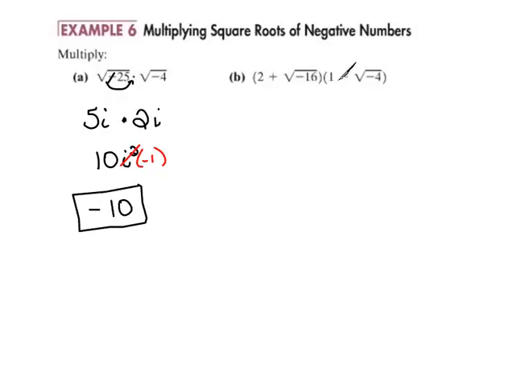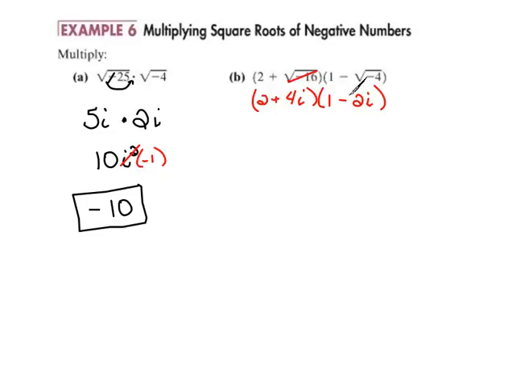Okay, here we have another binomial, but again, notice that we have a square root of negative numbers. So the square root of 16 would be 4, and then because we have the negative in there, we'd also have the i. So that's how that simplifies. Now let's do the square root of negative 4. Well, the square root of 4 would be 2, and then because it was negative, we have to put the i in there.